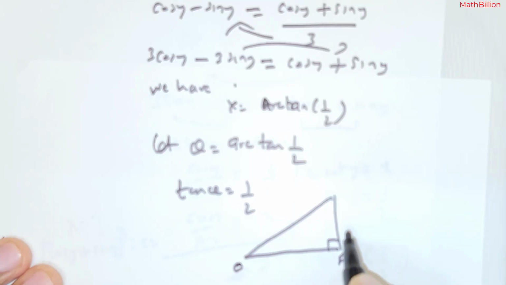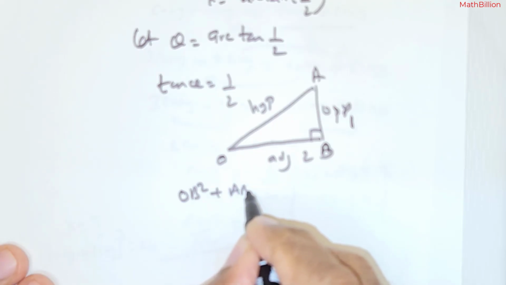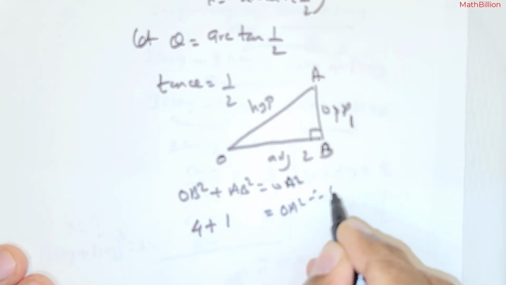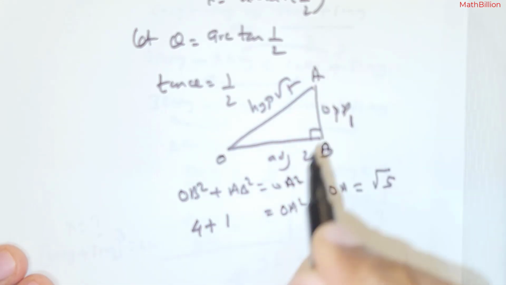So this is O, A, B: opposite side, adjacent side and hypotenuse side. Tan theta is 1 over 2. Now for the hypotenuse, OB squared plus AB squared is equal to OA squared. So we need OA squared. OB squared is 2 squared, 4. AB squared is 1 squared, 1. So therefore OA is equal to root of 5. So this is root of 5.